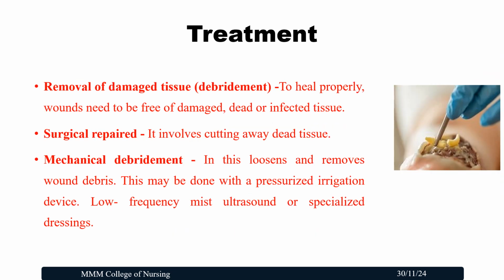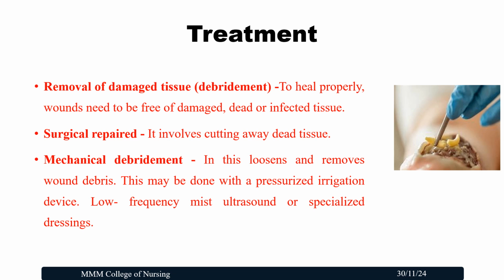And removal of the damaged tissues, which means a debridement procedure. To heal properly, wounds need to be free of damaged tissue. Here dead or infected tissues will be removed. Surgical repair involves cutting away the dead tissues. Three types of debridement are available: mechanical debridement, autolytic debridement and enzymatic debridement.